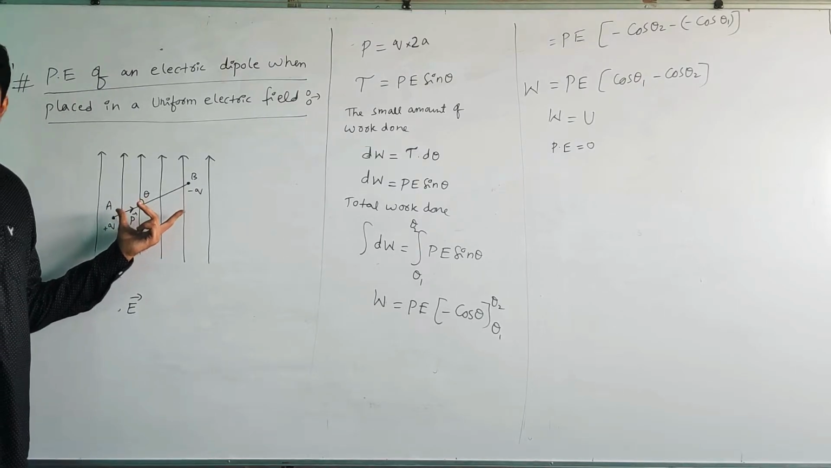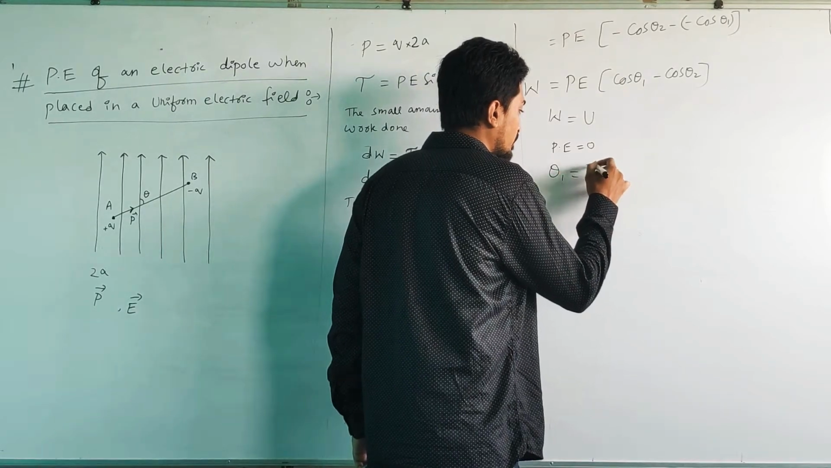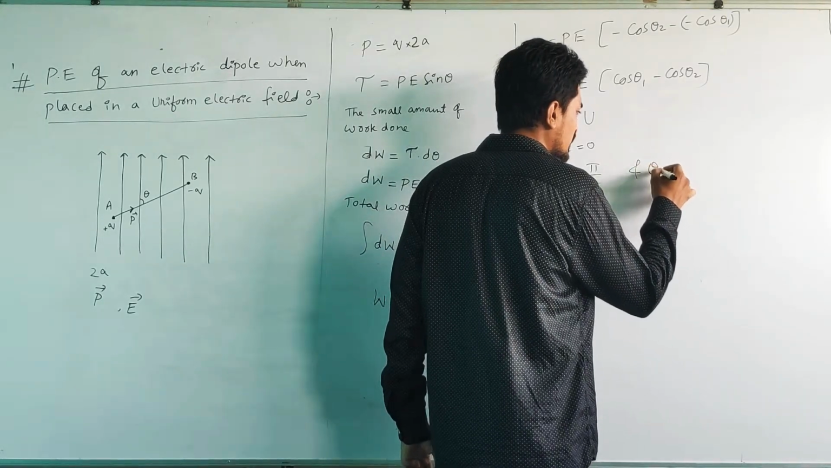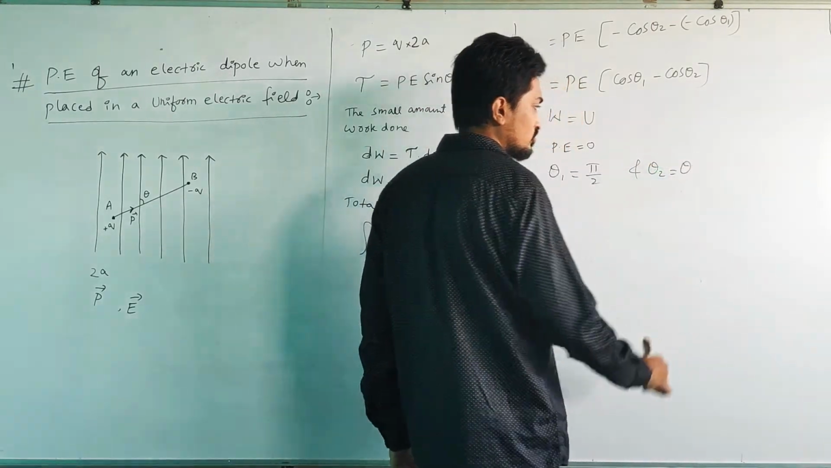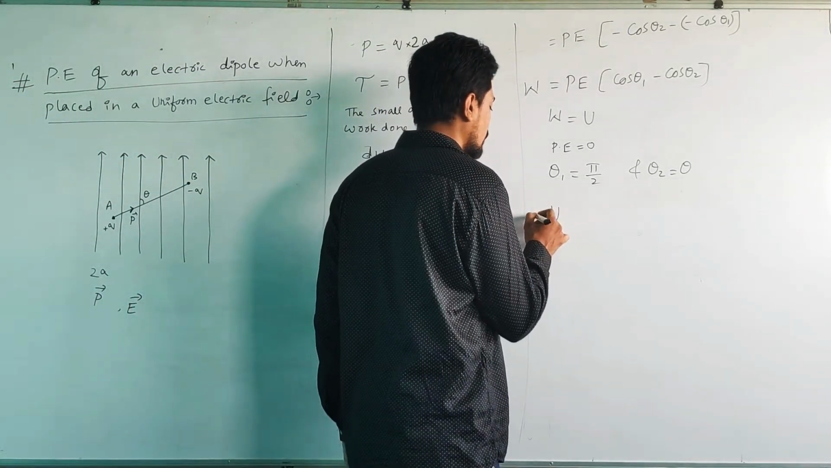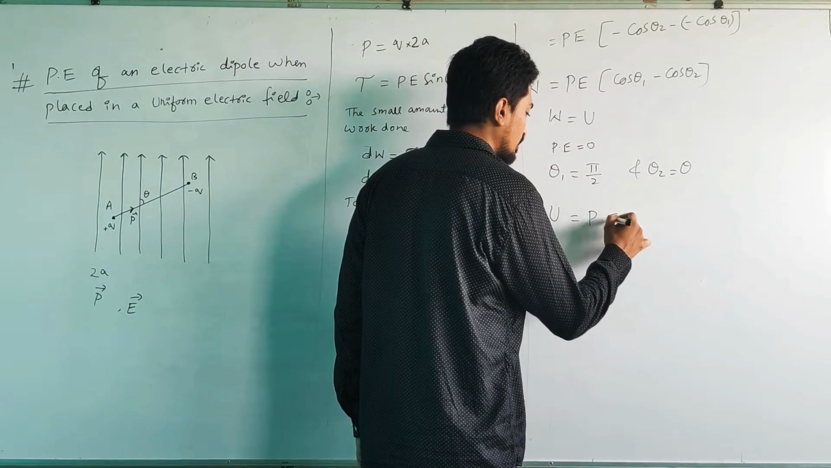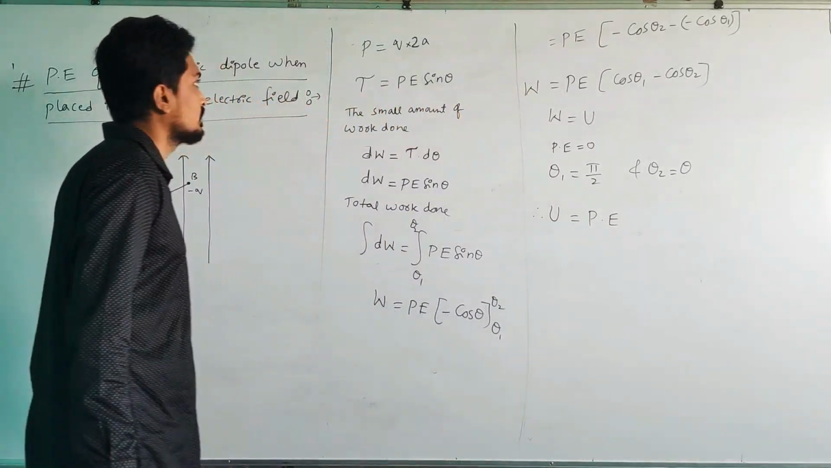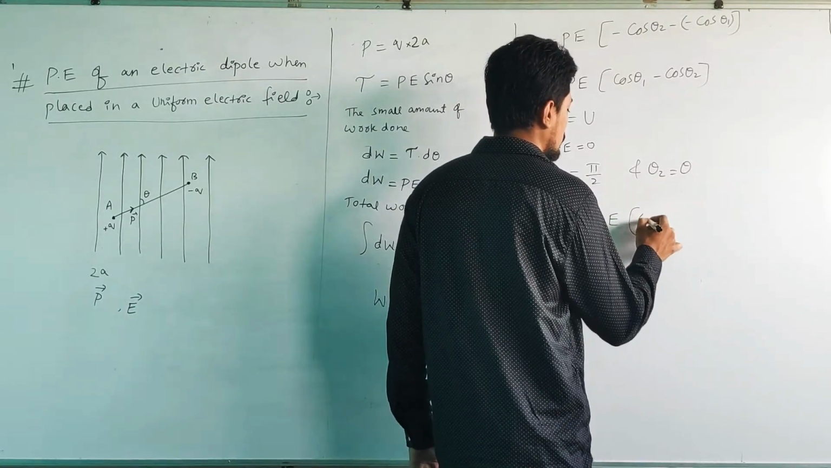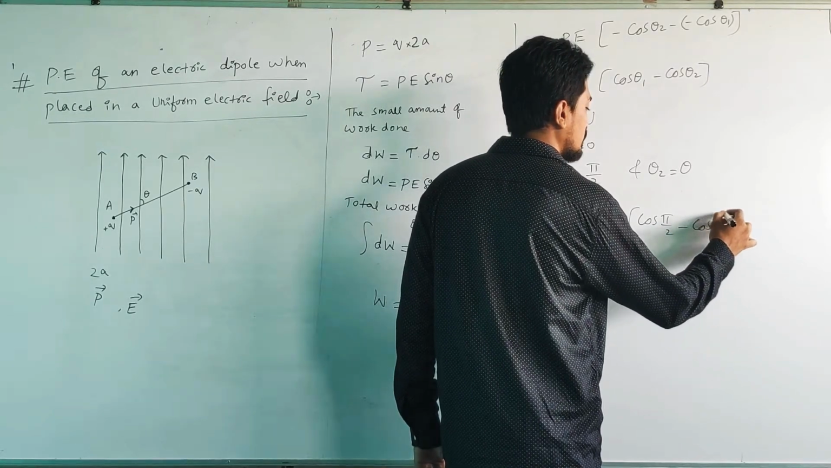So theta 1 should be considered as pi by 2. Theta 1 is equal to pi by 2 and theta 2 may be any angle, so we generally consider it as theta. Now substitute the values. Therefore, replace W with U. We get P E times cos of 90 degrees minus cos of theta.